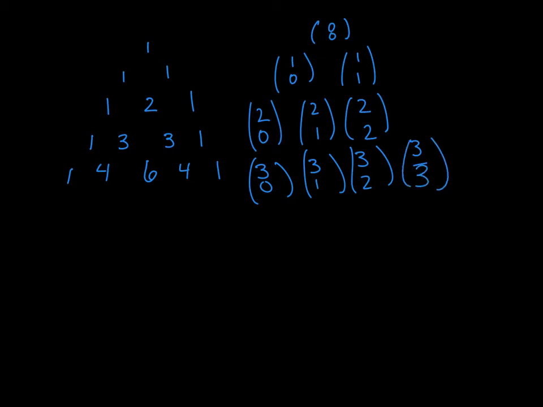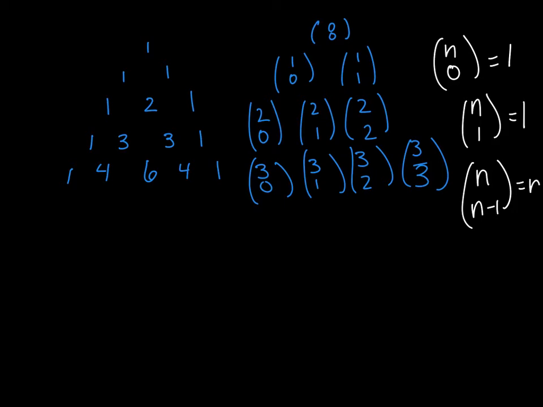Now, some rules that you need: if you ever have any number over 0, it is always going to equal 1. Any number over 1 will always equal that number, and any number over just 1 less than that number will just equal n. So we're going to use Pascal's triangle in this idea of combinations when we're using the binomial theorem. I know I mentioned it before, but it's going to be very helpful for you to watch that TED Talk that I have posted on the same page as this.